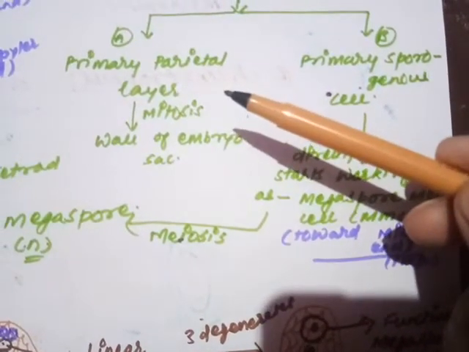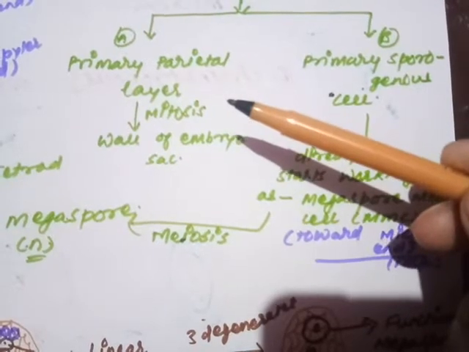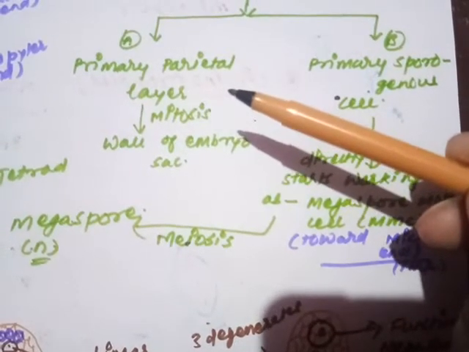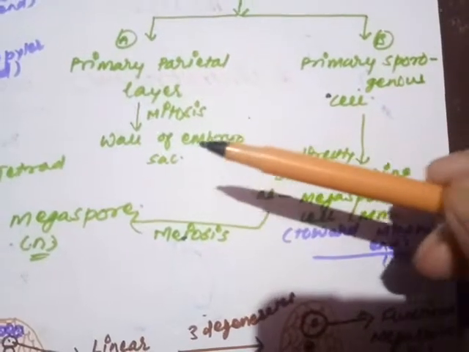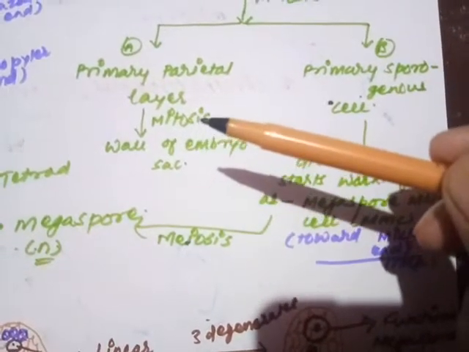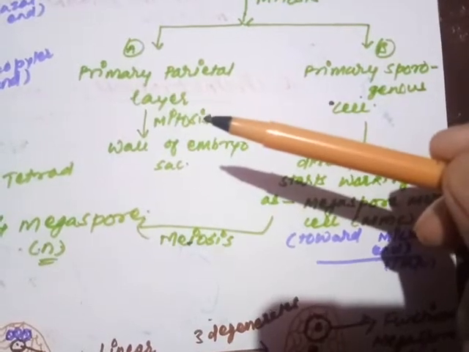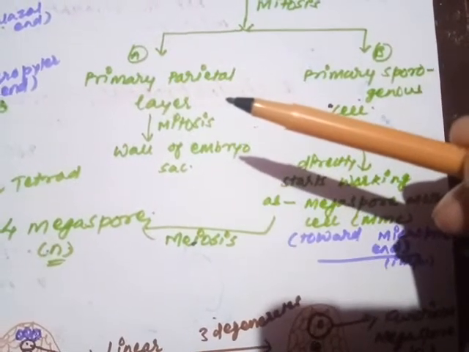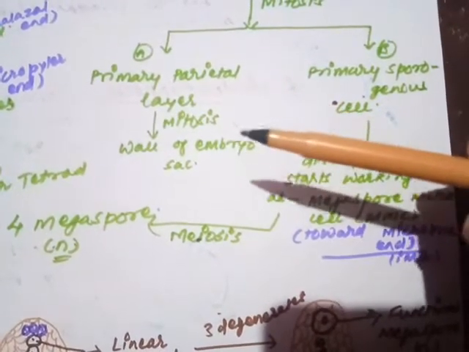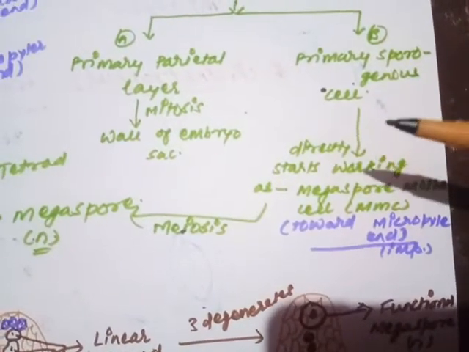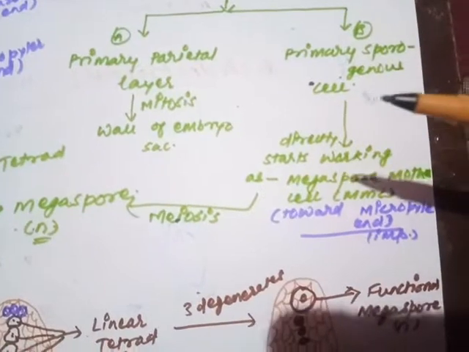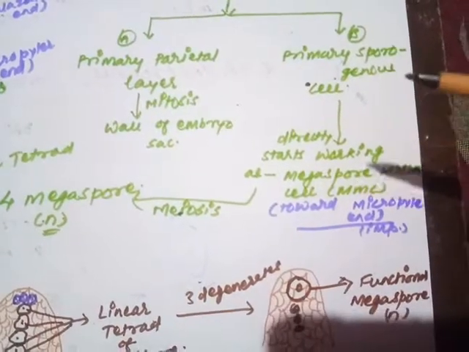First type of the cell is called the primary parietal layer, or primary parietal cell, and the second one is called the primary sporogenous cell. The primary parietal layer undergoes one or two mitoses and will form, somewhere it is written, the wall of the embryo sac, but our target is the primary sporogenous cells. So what happens in the primary sporogenous cell?